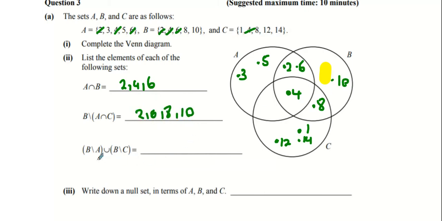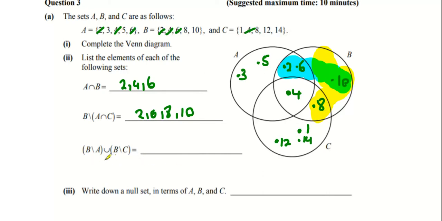Okay. Everything in B that's not in A, union everything in B that's not in C. So let's do everything in B that's not in A. Everything in B that's not in A is 10 and 8. Everything in B that's not in C is 2, 6, and 10.